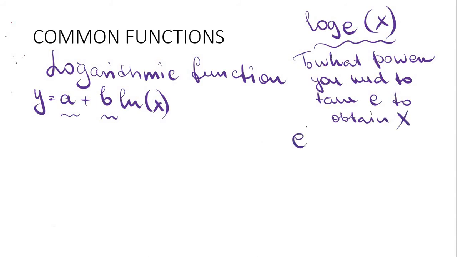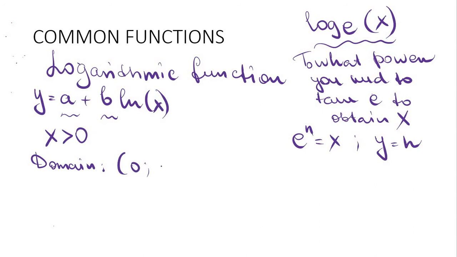So basically e to the power of n is equal to x, and y is equal to this n. I would like to underline that this function is defined only if x is greater than 0. So the domain of this function is from 0 to infinity. X cannot be negative, because imagine a situation: you want to take e to the power of n and obtain some negative value.